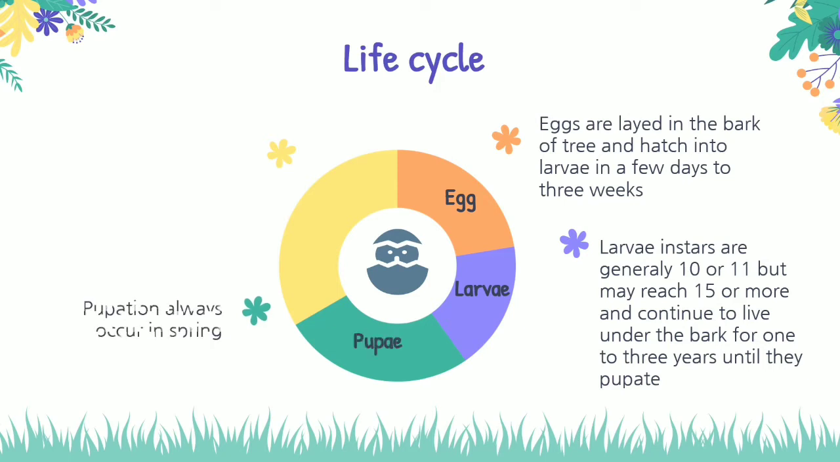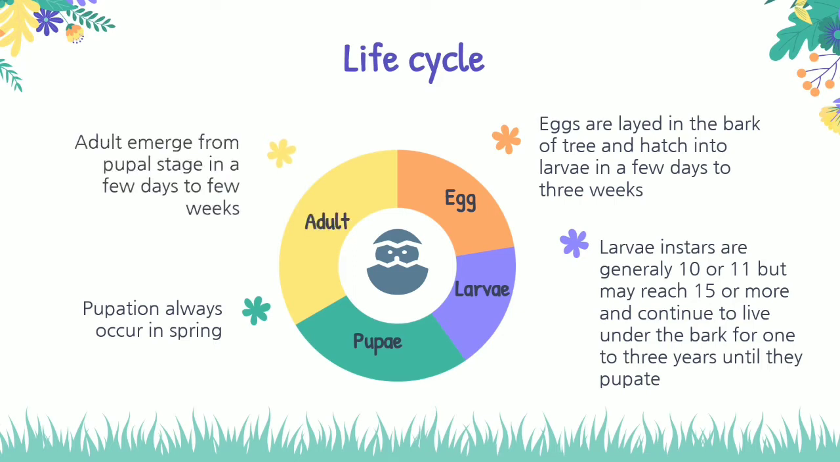A pupa. Pupation always occurs in spring, and the adult emerges from the pupal stage in a few days to a few weeks.